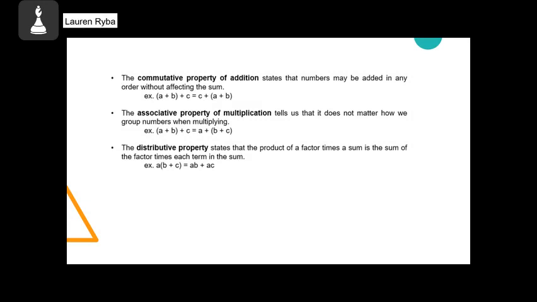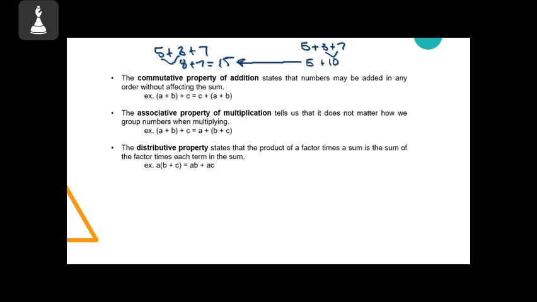Some more properties that we use are called the commutative property of addition. Basically what it's saying is if I'm adding three numbers together, it does not matter which order I add them in. So if I have 5 plus 3 plus 7, I could do 5 plus 3 first and get 8, and then add the 7, and that'll give me 15. That is the same result as if I did 3 plus 7 first and got 10, added 5, which is still going to give me that 15. So as long as it's all addition, it does not matter which order I add them in.